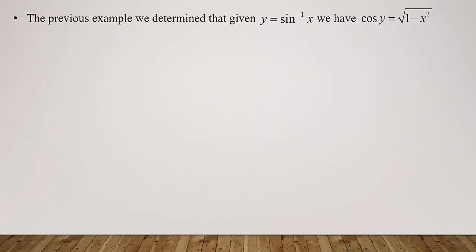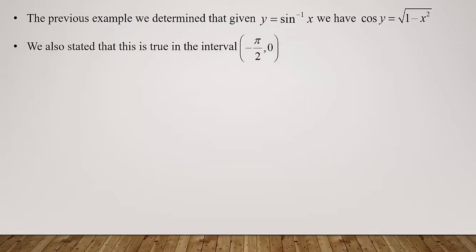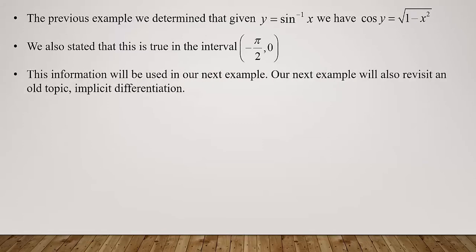In the previous example, we determined that if we were given y equals inverse sine x, we have cosine y equals the square root of 1 minus x squared. We're going to use that result here in a minute. I also stated at the board that that result was true in the interval negative pi over 2 to 0. And one more time, this information is going to be used in our next example. Our next example is going to revisit an old topic, implicit differentiation.